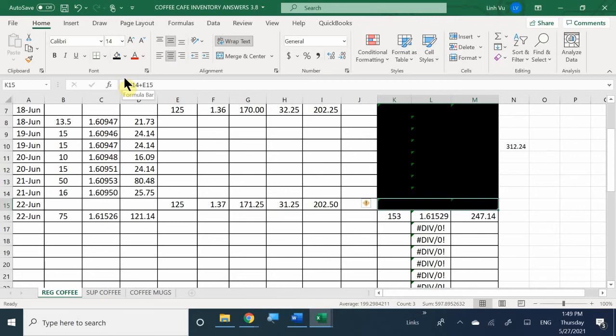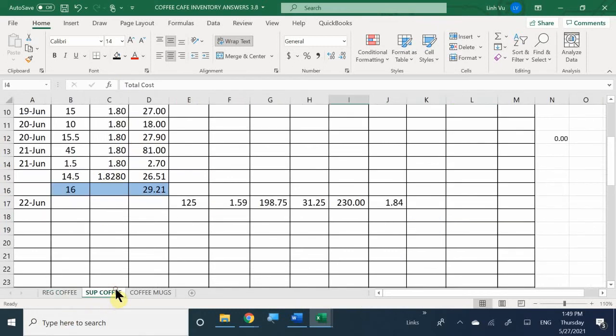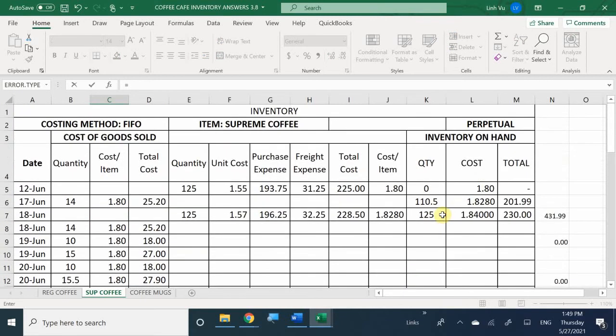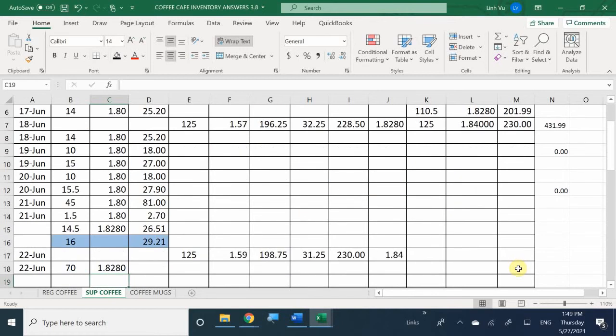Now on to Supreme Coffee, 622. We sold 70 pounds. And that price is going to equal our first in, first out, which is 1.8280, which is $127.96.